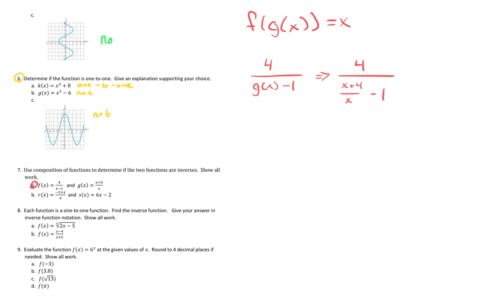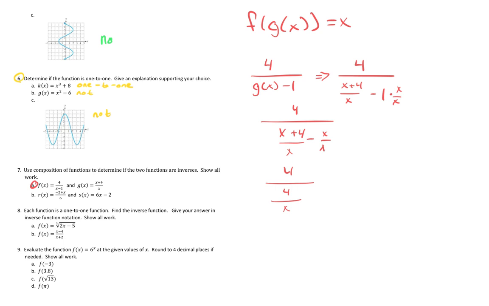Okay. So from here, we just need to do a little bit of simplifying. So what we can do is try and get a common denominator between these two here. We can do that by multiplying this by x over x. And if we do that, we have x plus 4 over x minus x over x. So now we can combine these two, and we would get 4 over 4 over x.